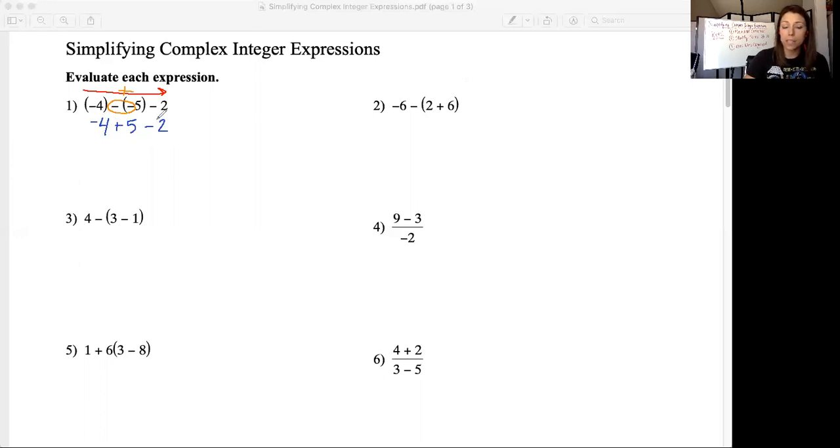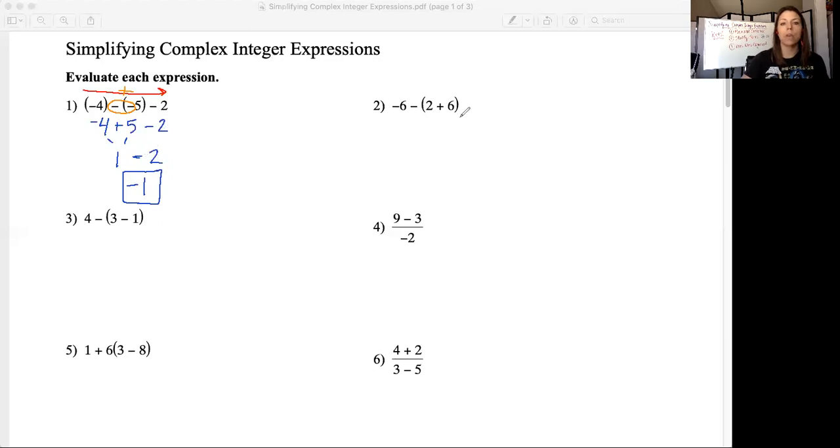Again, notice how my work is staying organized. My terms are directly underneath each other. Now going from left to right, -4 plus 5, that would be moving from -4 to the right 5, I'd end up at 1. Bring down your -2. Again, notice how my work is staying organized. And 1 minus 2, I end up at -1. So again, for this one, I maintained the structure until the very end, keeping my work organized so that you could follow.